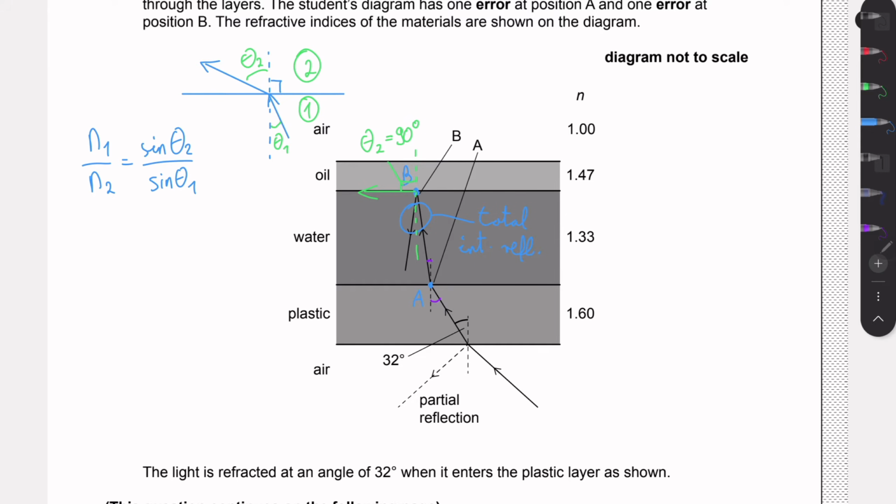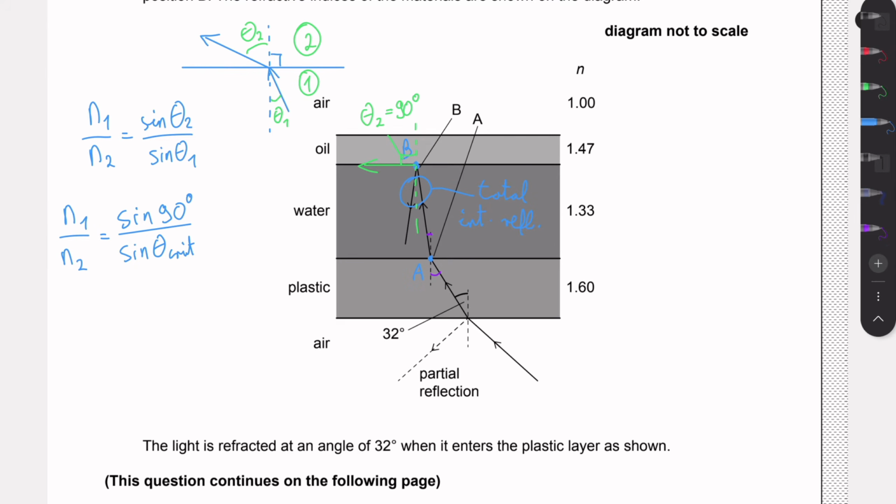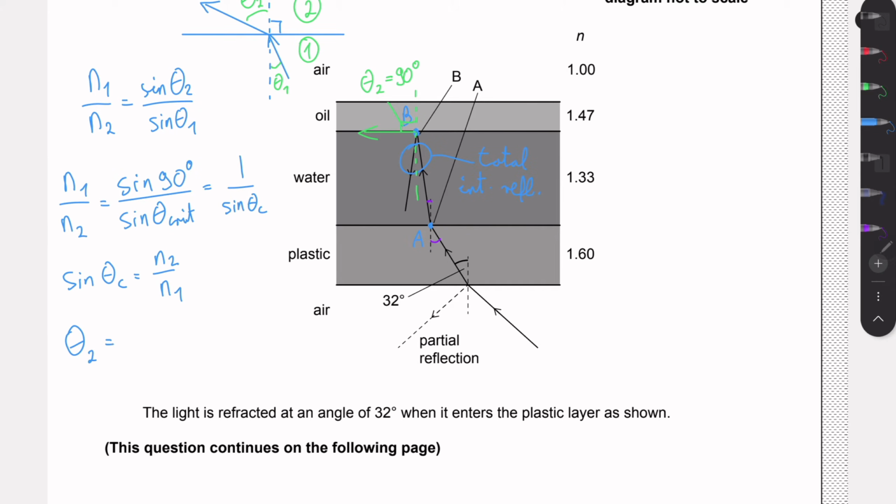Now, if we look back at the equation we used in the first question, we will see that n1 over n2 will be sine theta 2, which is sine of 90, as this must be the angle for total internal reflection to occur at the critical angle. Then sine of theta 1, or we could say the critical angle, as this is the angle where there is no reflection or refraction, it is just on the boundary. Now if we rearrange for this critical angle, we will see that this is n2 over n1, and then we can take the arc sine of both sides so that we can solve for the angle.